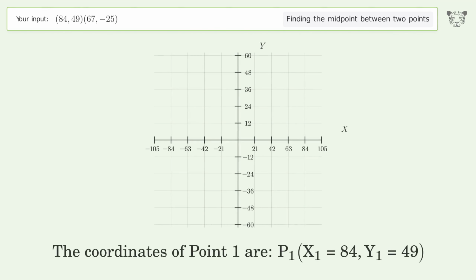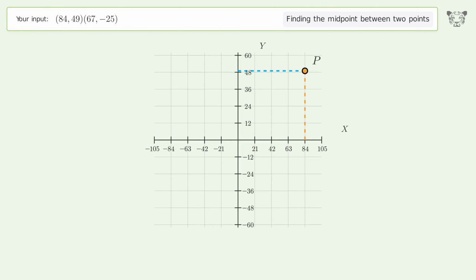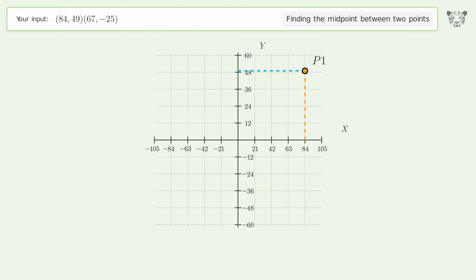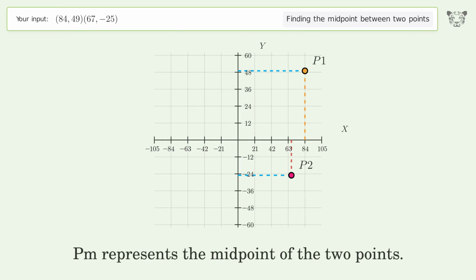The coordinates of point 1 are x1 equals 84, y1 equals 49. The coordinates of point 2 are x2 equals 67, y2 equals -25. PM represents the midpoint of the 2 points.